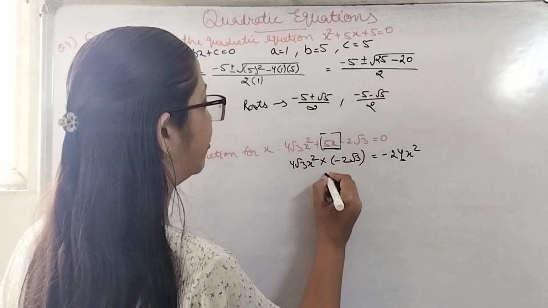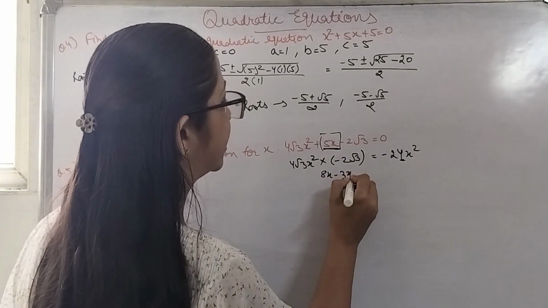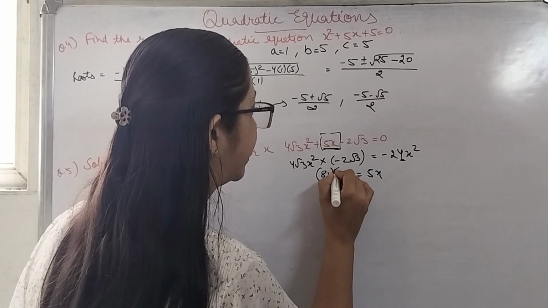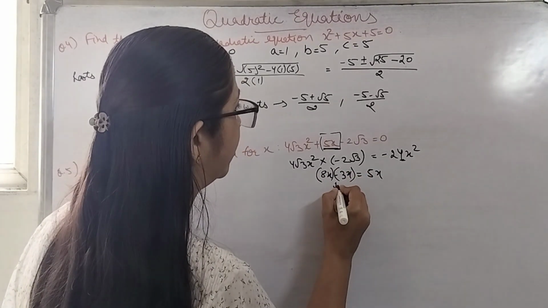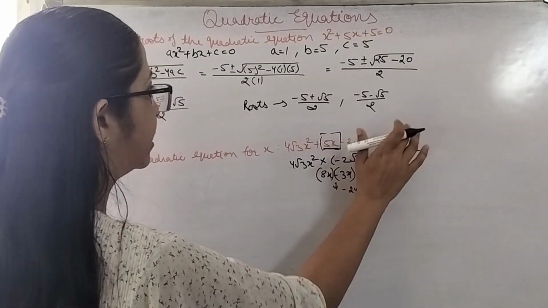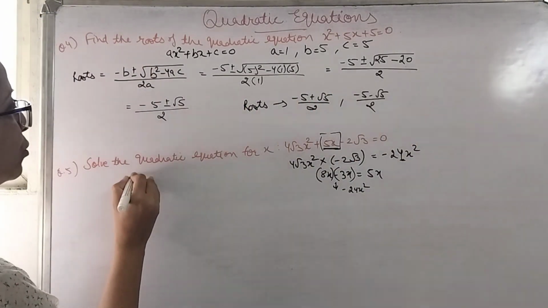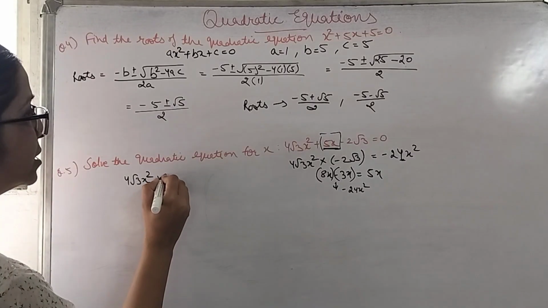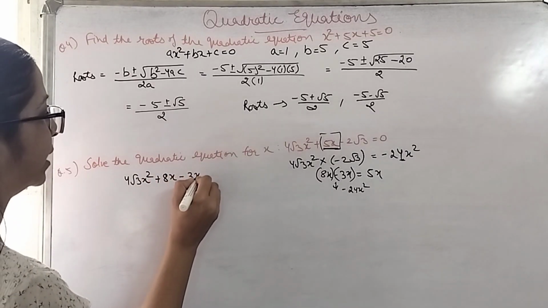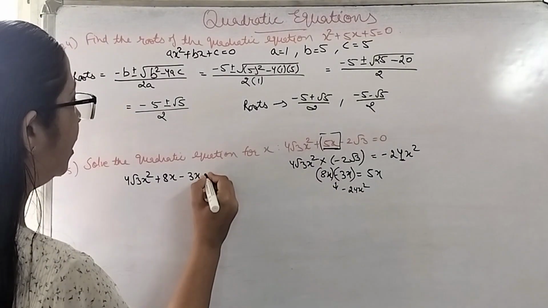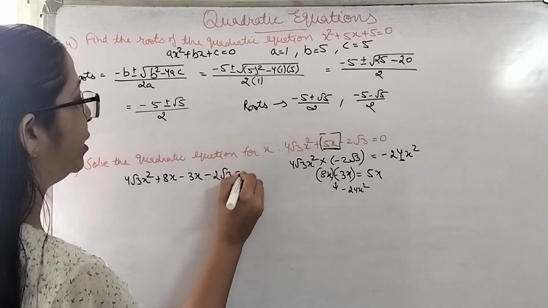8x minus 3x, if we split it, so 8x minus 3x will be your 5x, and if we multiply these two, your product will be minus 24x square. So we will write this equation as 4 root 3 x square, this 5x we are writing as plus 8x minus 3x, 8x minus 3x is your 5x only, minus 2 root 3 equivalent to 0.